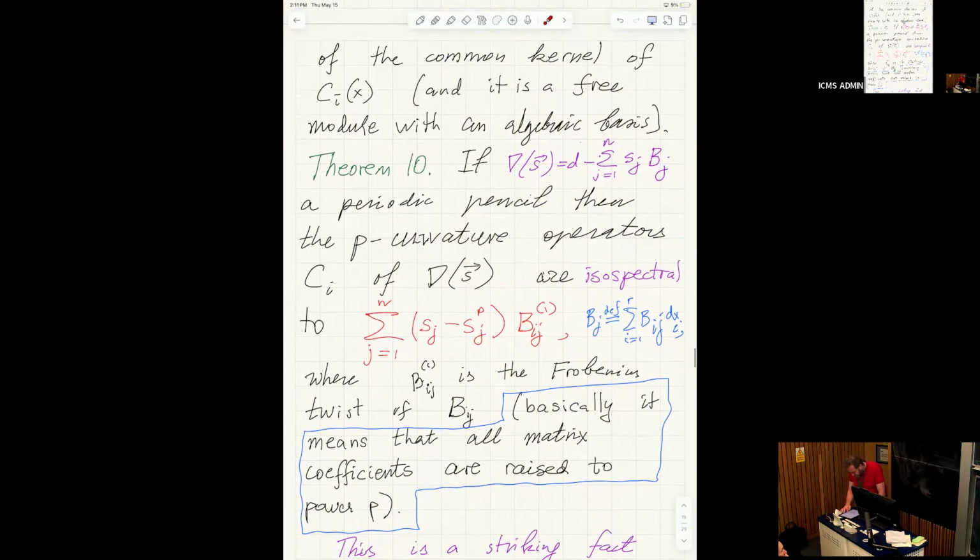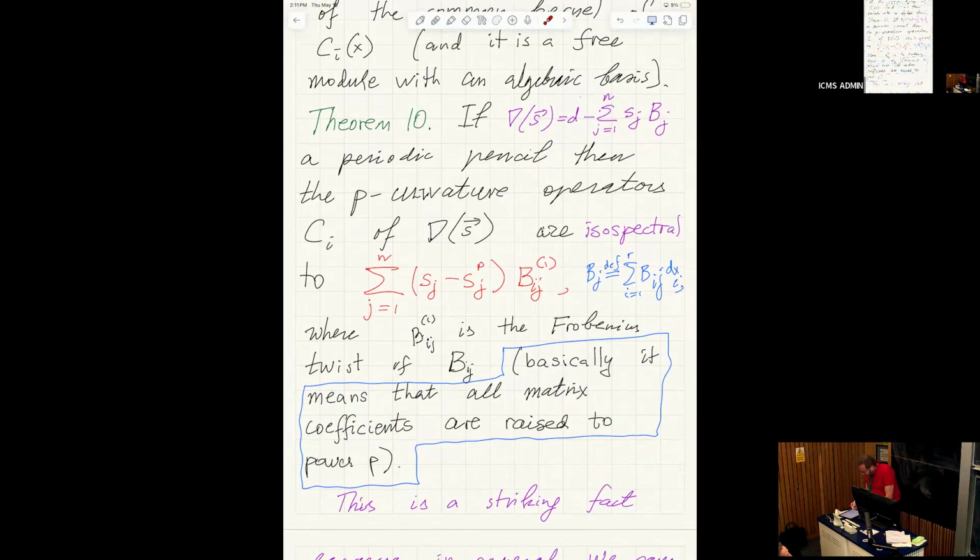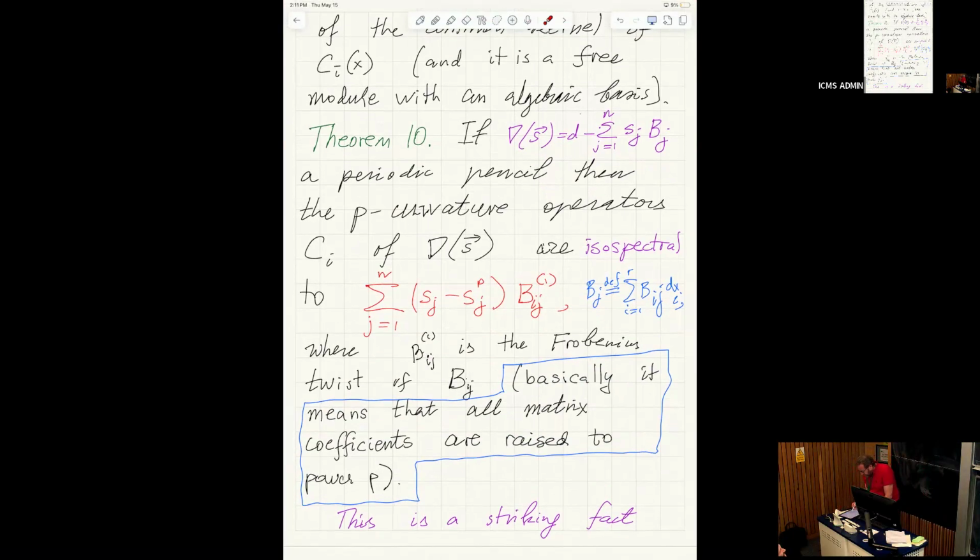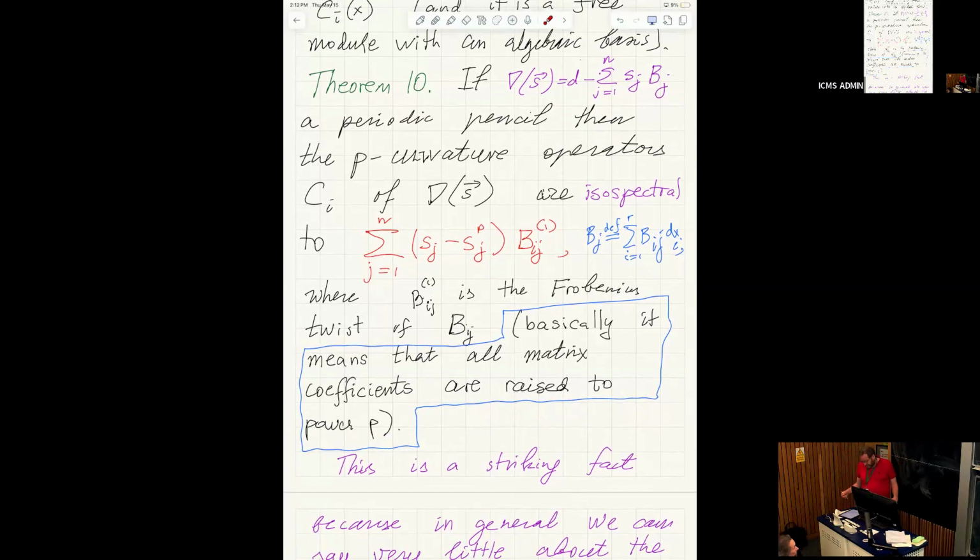So the theorem says that a periodic pencil has p-curvature operators Ci which are isospectral to the following thing. I take the B form, so we have B equals the sum of Sj Bj. Then I take a Frobenius twist, which means I take every matrix coefficient and raise it to power p. And then I multiply it by the Artin-Schreier function, S minus S to the p, of the parameter Sj. And so I take the sum, and then it's isospectral.